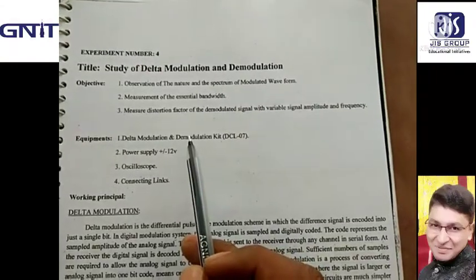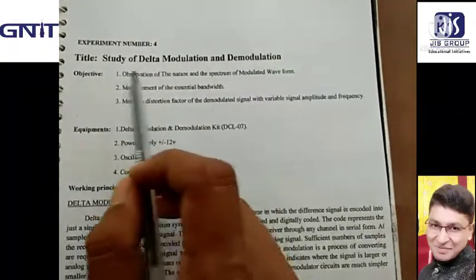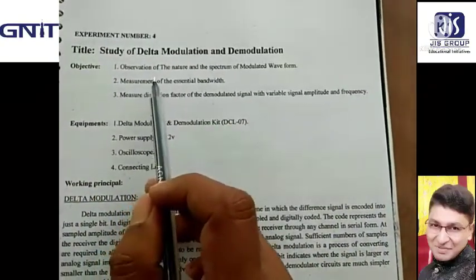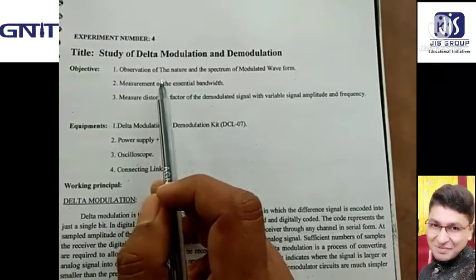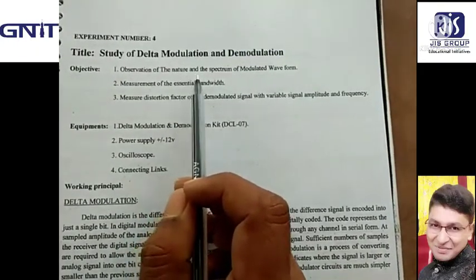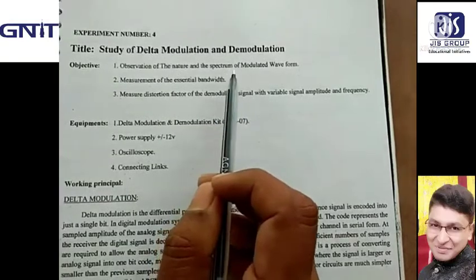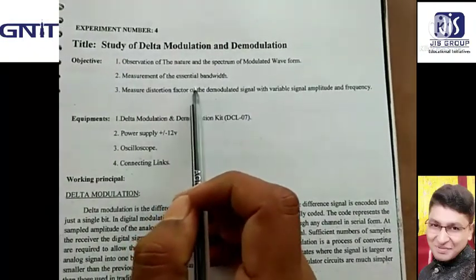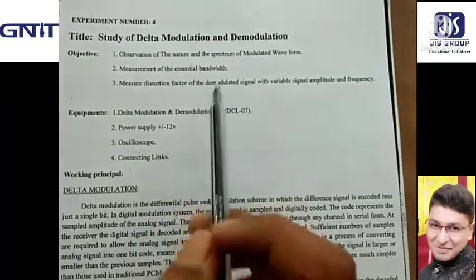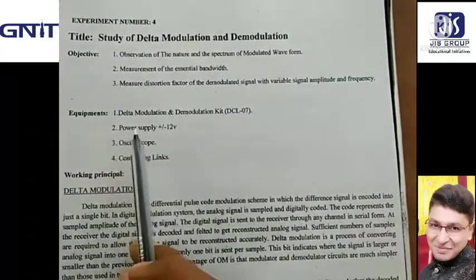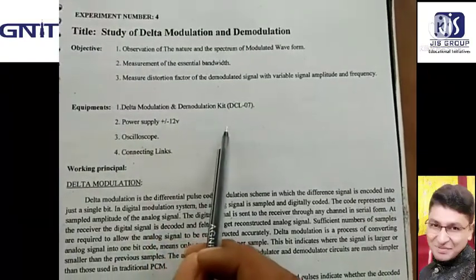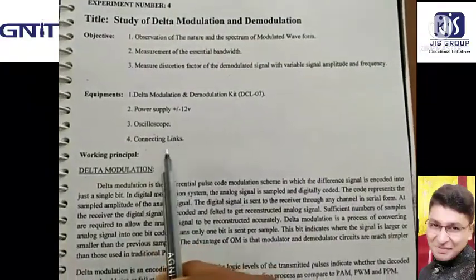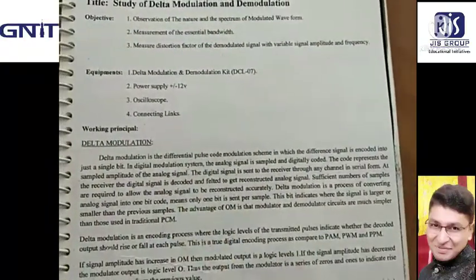Today's experiment is the study of delta modulation and demodulation. This is our objective: observation of the nature of the spectrum of the modulated waveform and measurement of the essential bandwidth. Equipment: delta modulation and demodulation kit, power supply, oscilloscope, and connecting links.